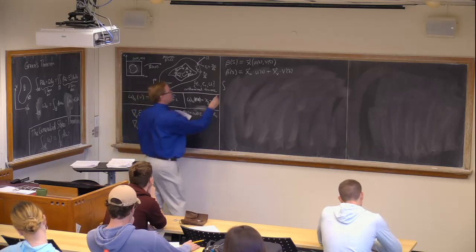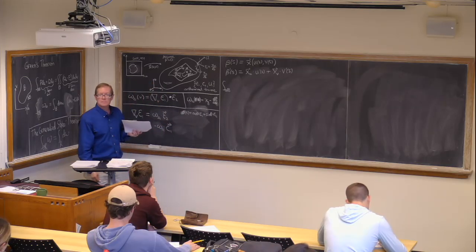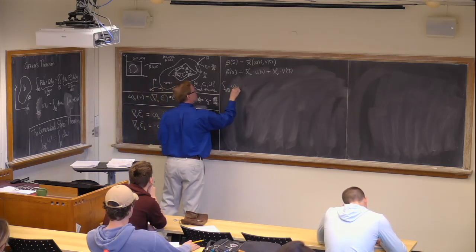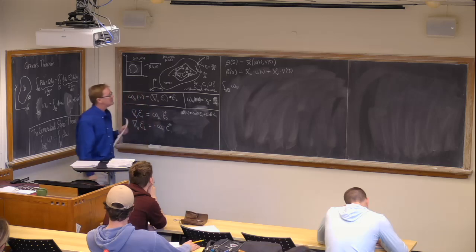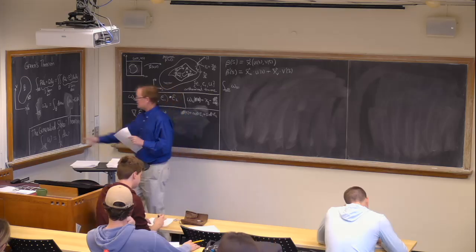And so what we want to do is integrate over the boundary of B, which is the curve beta, of omega 2, 1, which is a 1-form. That's our left-hand side here.